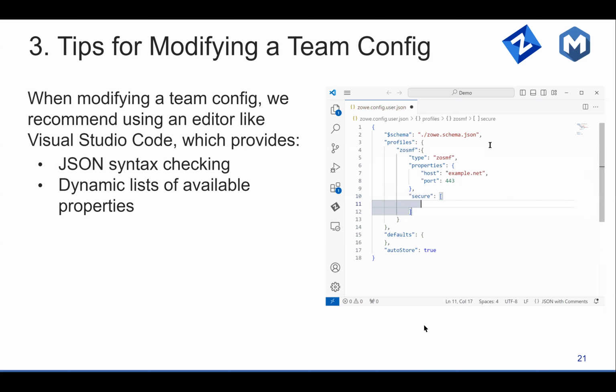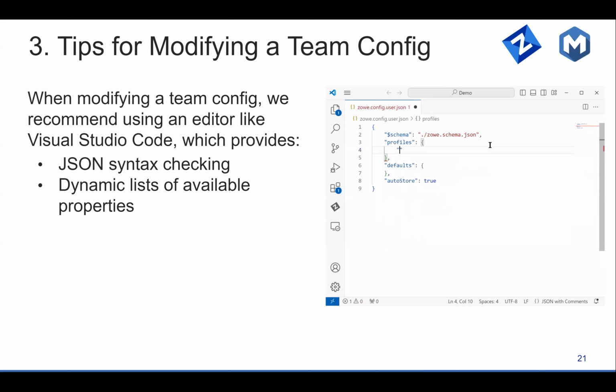So when working with team config, we generally recommend using an editor like VS Code, Visual Studio Code, which provides JSON syntax highlighting as well as dynamic lists of available properties via IntelliSense. I'm sure there are other editors that provide similar functionality, but this is what we use, and we also like VS Code just because it has Zowe Explorer as well.